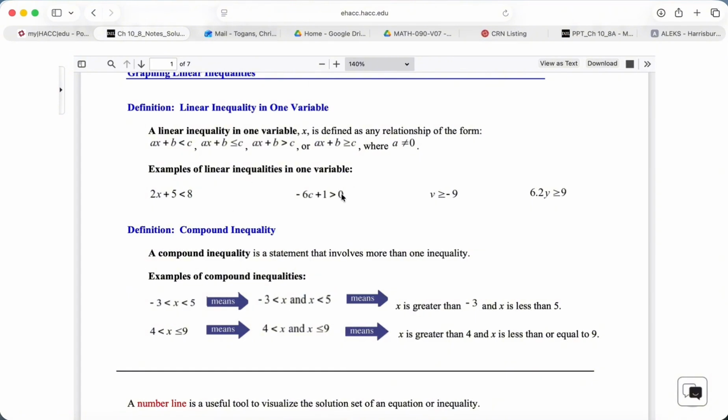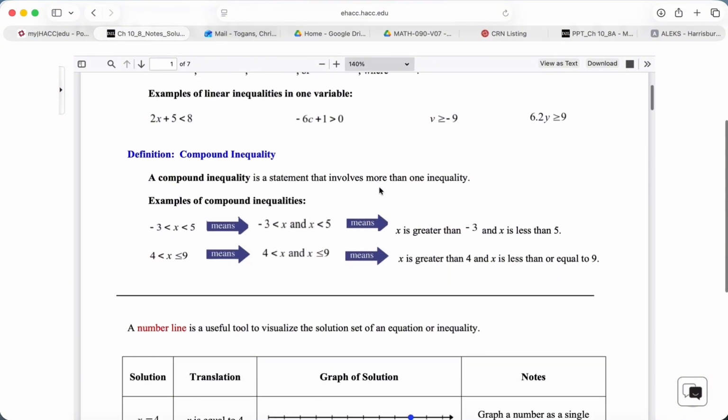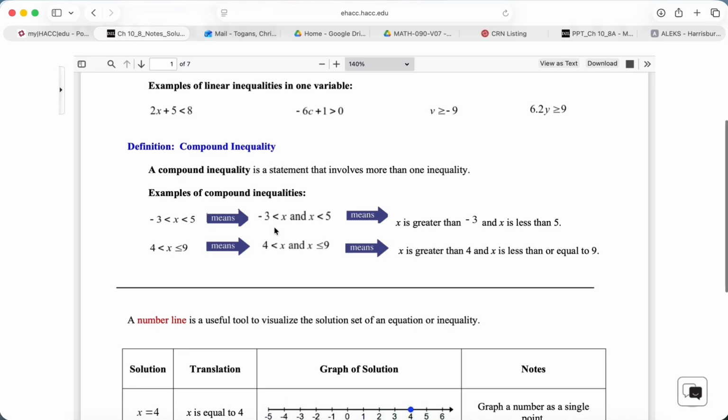And you just solve inequalities the same way you would equations. So you solve them the same way. You just have to get used to the terminology. Practice, practice, practice, and then you have to graph them in the end. So once you find those solutions, you graph them.